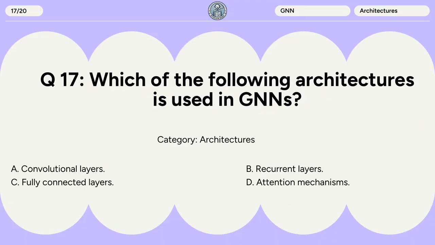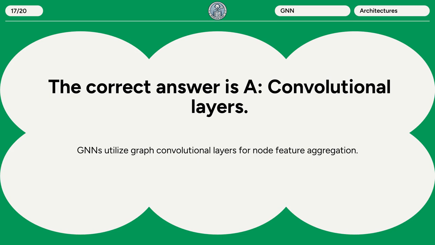Question 17. Which of the following architectures is used in GNNs? A. Convolutional layers. B. Recurrent layers. C. Fully connected layers. D. Attention mechanisms. The correct answer is A. Convolutional layers. GNNs utilize graph convolutional layers for node feature aggregation.